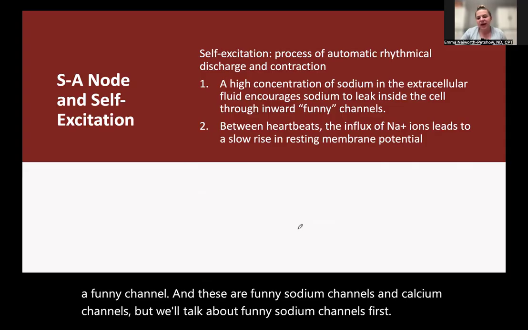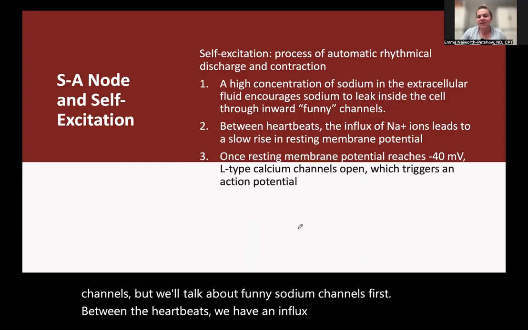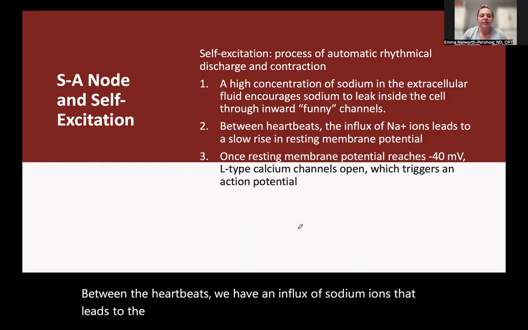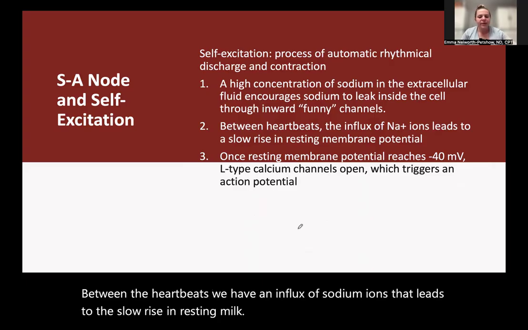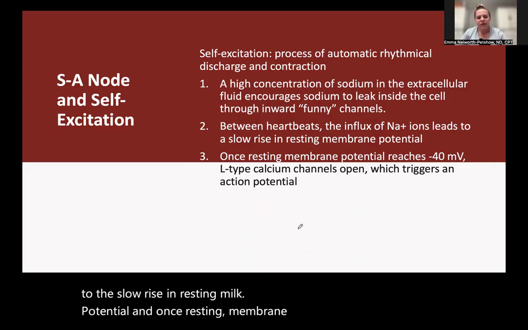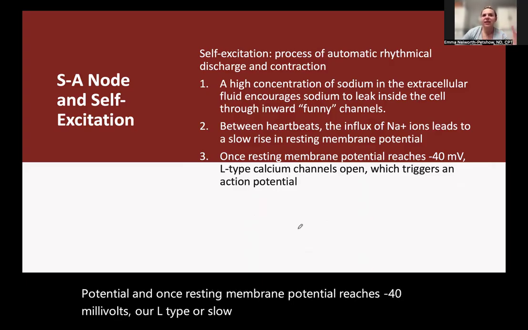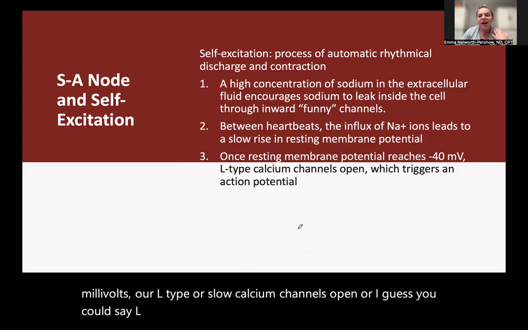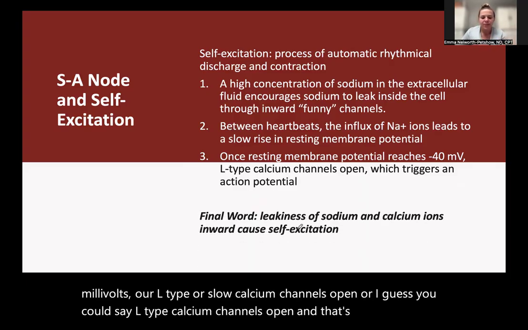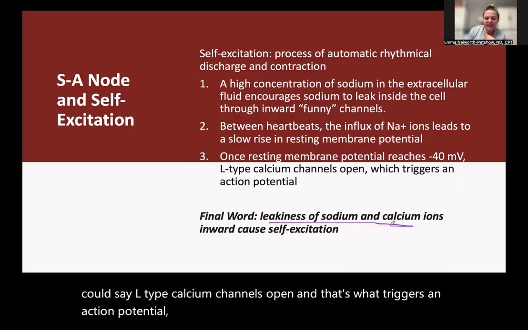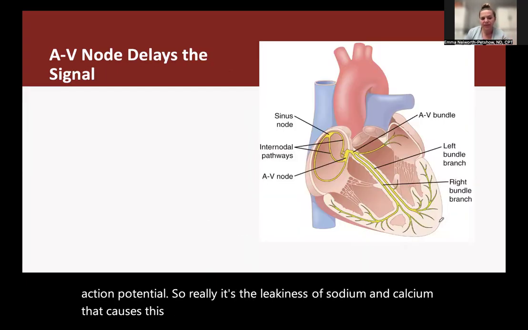Between the heartbeats, we have an influx of sodium ions that leads to the slow rise in resting membrane potential. And once resting membrane potential reaches negative 40 millivolts, our L-type or slow calcium channels open, or I guess you could say L-type fast calcium channels open, and that's what triggers an action potential. So really, it's the leakiness of sodium and calcium that causes this inward self-excitation.